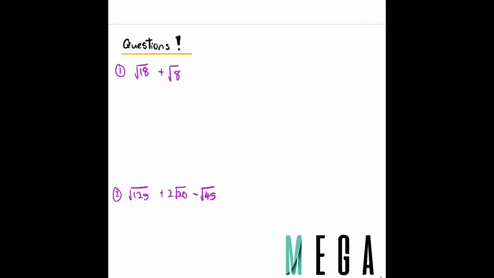First question, I have surd 18 plus surd 8. By using the first rule, I can split it: 18 is basically 9 times 2 and 8 is basically 4 times 2. So I can split it into surd 9 multiplied by surd 2 plus surd 4 multiplied by surd 2. Surd 9 is 3, so I get 3 surd 2 plus surd 4 is 2 surd 2, and the final answer is 5 surd 2. So done with the first question.